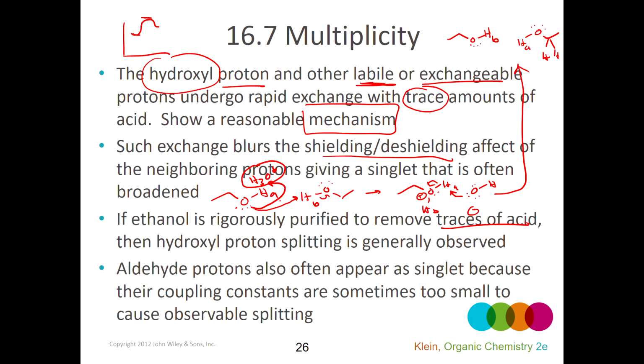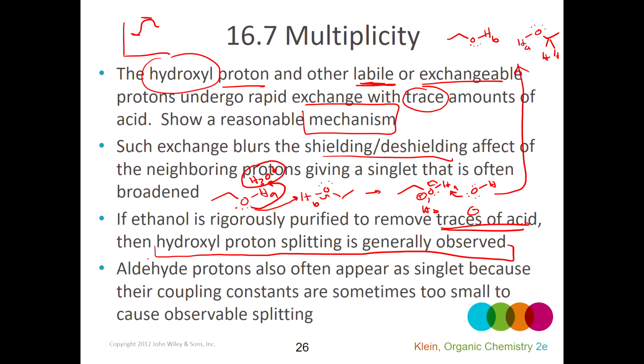Without it around, the process that we showed here initially, where the two ethanols produce two formal charges, happens pretty rarely. So that would be slower. So if I remove all traces of acid, then I might actually see the splitting because the rate at which the protons are transferred back and forth goes way down, and each individual proton stays on the oxygen longer, so it can actually split with the protons on the neighboring carbon.